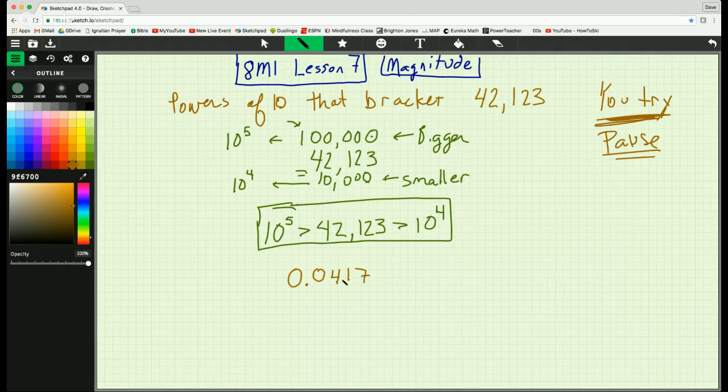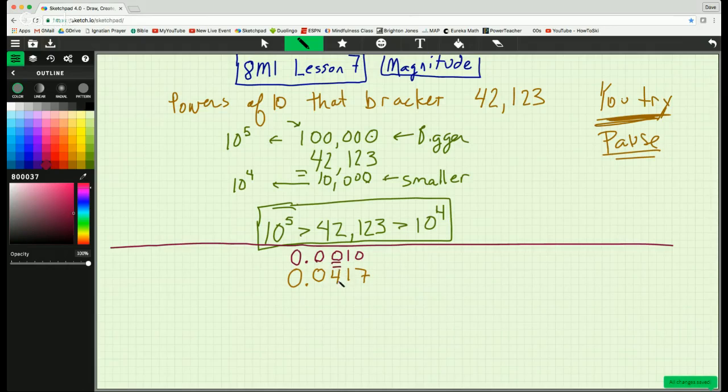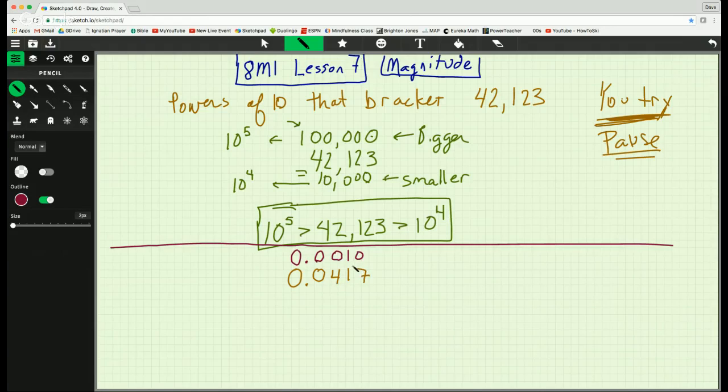What number is this between? Now what powers of 10 is this between? Let me put it in a different color here. Which number's bigger here? We're going to use the same technique that we used above. Well, that number's not bigger, because this number here is in the hundredths. 0.0417 is bigger than 0.00110, because it has 4 in the hundredths digit, and this has 0. So that's not going to work.